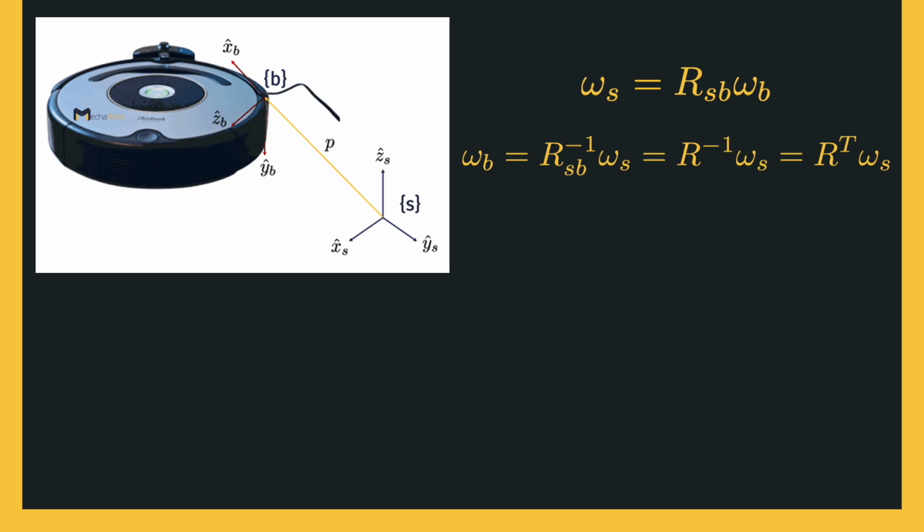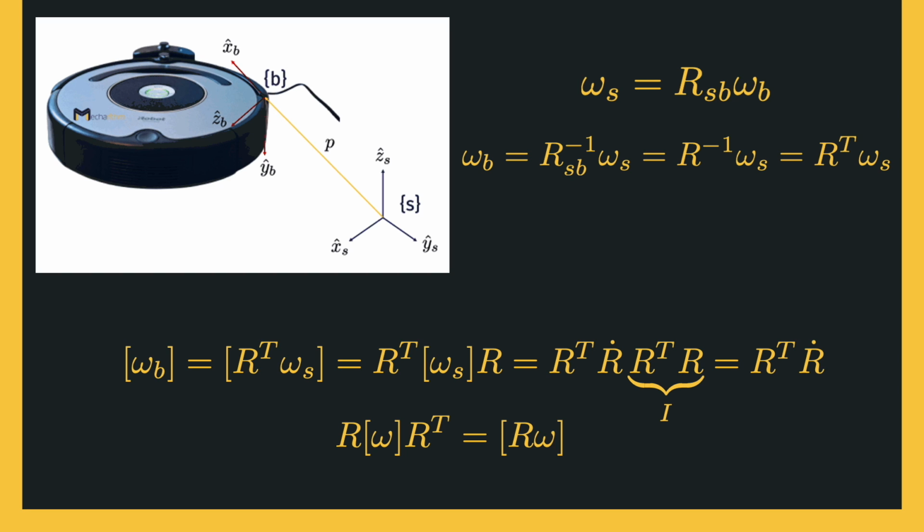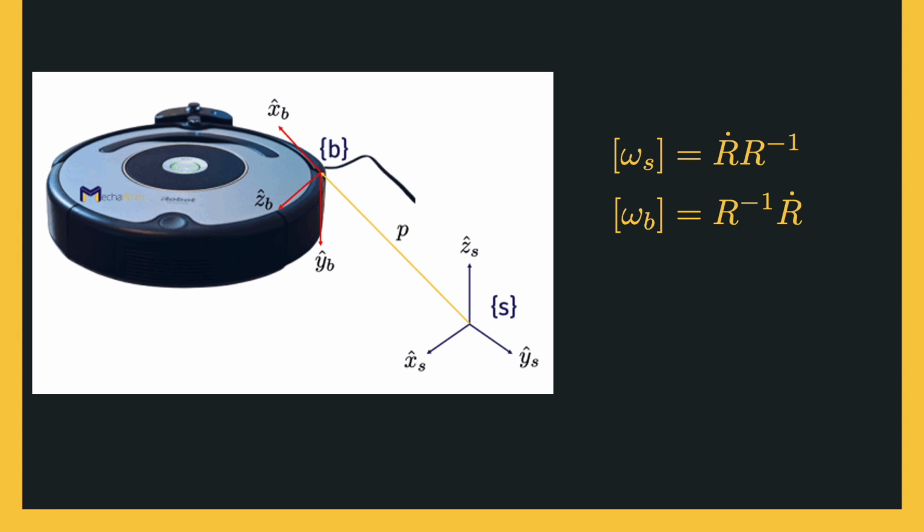Now it's easy to write the skew-symmetric matrix form of the angular velocity vector in the body frame as this equation. R bracket omega R transpose is equal to bracket R omega. Proof of this equation is in the reading version on the website. In summary, equations relating R, which is the orientation of the rotating frame as seen from the fixed frame, and R dot to the angular velocity of the rotating frame, omega, can be written as these two equations. Omega B is the body frame vector representation of omega, and bracket omega B is its 3x3 skew-symmetric matrix representation. Similarly, omega S is the fixed frame representation of omega, and bracket omega S is its 3x3 matrix representation.